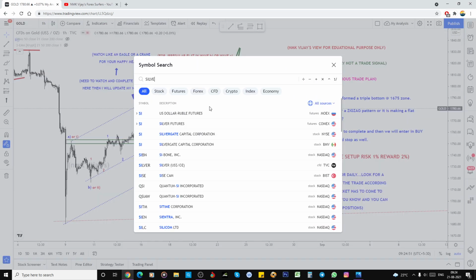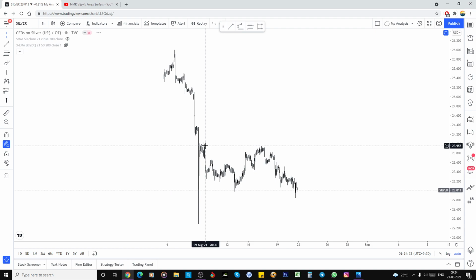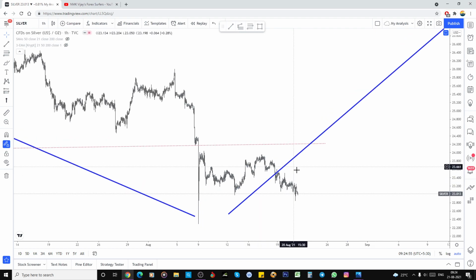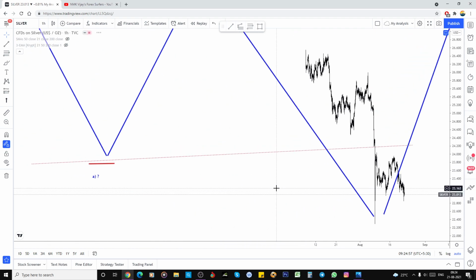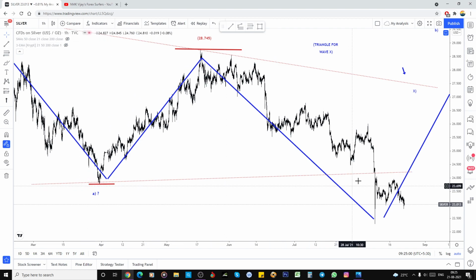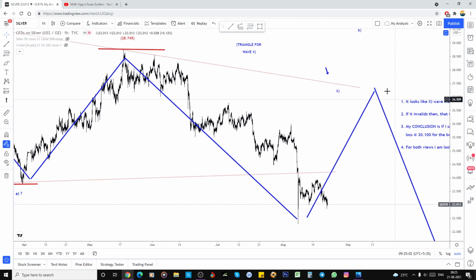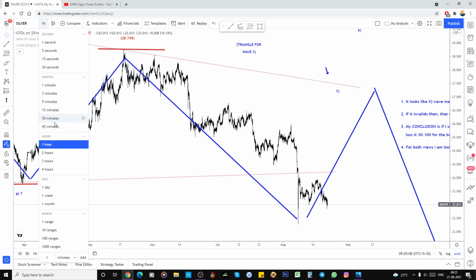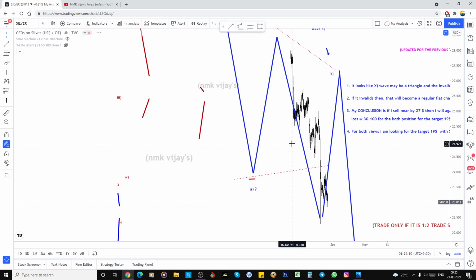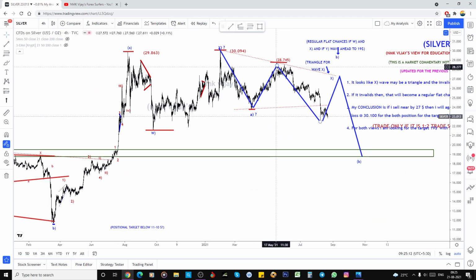So let's move on to silver. There is no update in silver. It's just doing the same area. So only if it comes to this zone, I will be on the sell side. So what kind of move is this doing? No idea on this. One second, I will do it in the 4-hour chart. This is A, this is B, and C means this could be A and B and C.